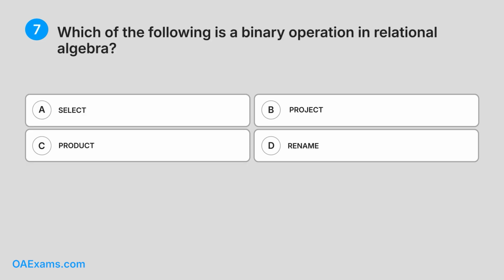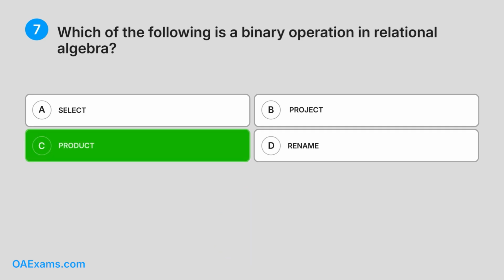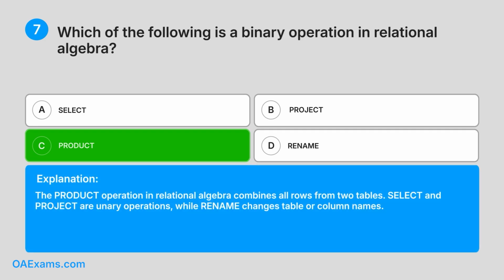7. Which of the following is a binary operation in relational algebra? A. Select. B. Project. C. Product. D. Rename. Can you guess the answer? Correct answer, C. Product. Explanation. The product operation in relational algebra combines all rows from two tables. Select and project are unary operations, while rename changes table or column names.